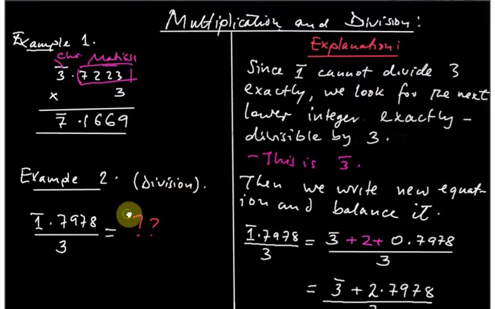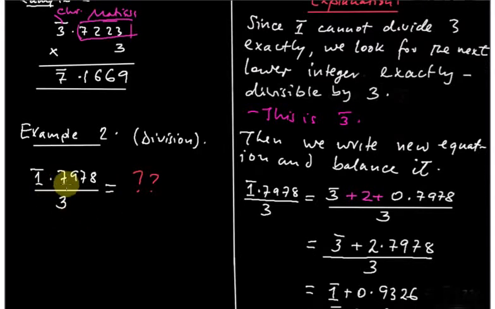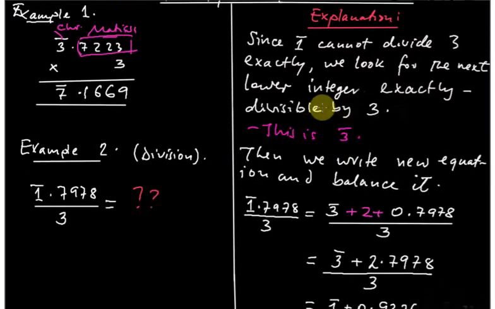So we divide 1.7978 (with bar 1) by 3. What is going to be the answer? Now we have some explanation here. You see here that this bar 1 is not exactly divisible by 3. And as we know that only this part here is negative, so we cannot combine it with this one. The other one is positive. So we have to do something here.